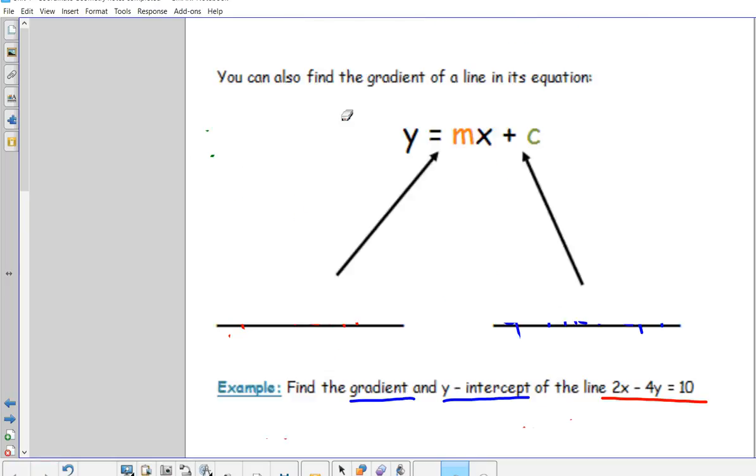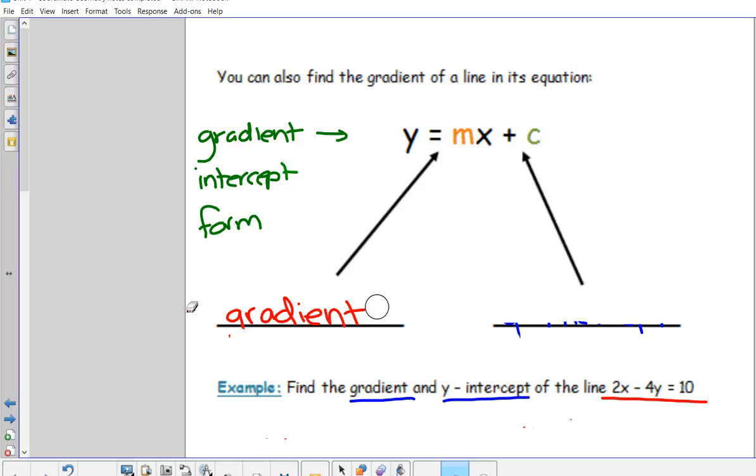Let's move on to the general formula of a line. So you can find the gradient of a line if it's given in the equation for that line. This is what we call the gradient intercept form of the equation of a straight line. The reason why it's saying y equals mx plus c, you're going to hear this a lot in this unit. The reason why it's called the gradient intercept form is this orange part, m, is what we call the gradient.